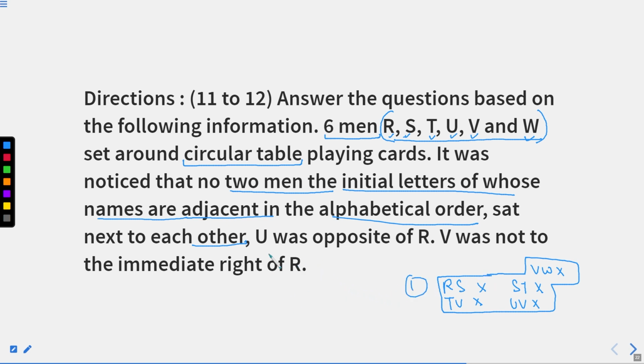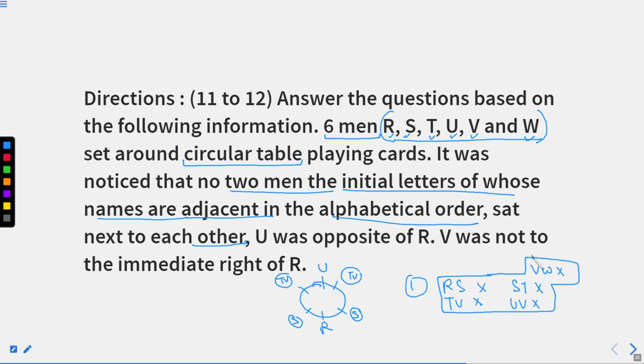The second instruction says that U was opposite of R. So I consider this as a square table over which 6 members are sitting. We know that U and R are opposite to each other. If U is here, then T and V cannot be here and cannot be here as well. Similarly, if R is there, S cannot be placed here, and S cannot be placed here as well. So this is the takeaway from the point.